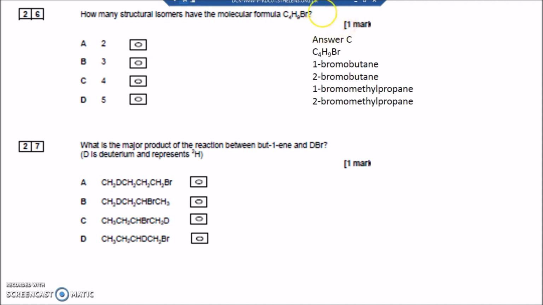What's the major product of the reaction between but1ene and DBr? Well, D is representing a different kind of hydrogen.